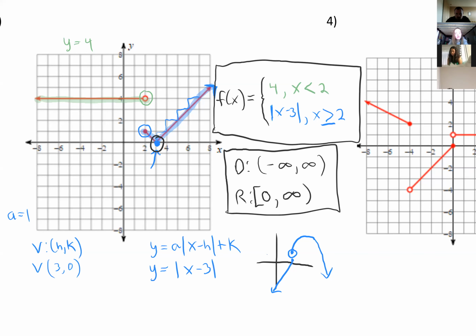Mr. Morrison, for domain, do you have to write it as negative infinity to positive infinity, or can you write it as x is equal to all real numbers? You could say all real numbers. Will you mark us wrong if we don't put f of x equals the equations in the graphs? You could say y equals, but you have to say something equals.